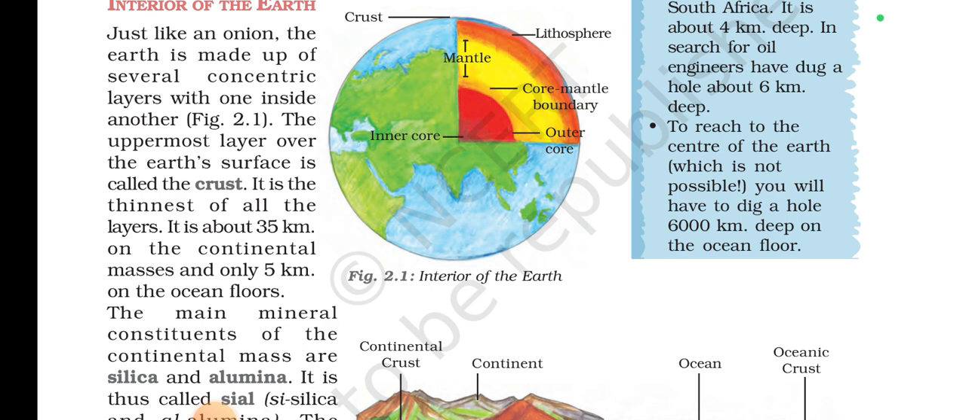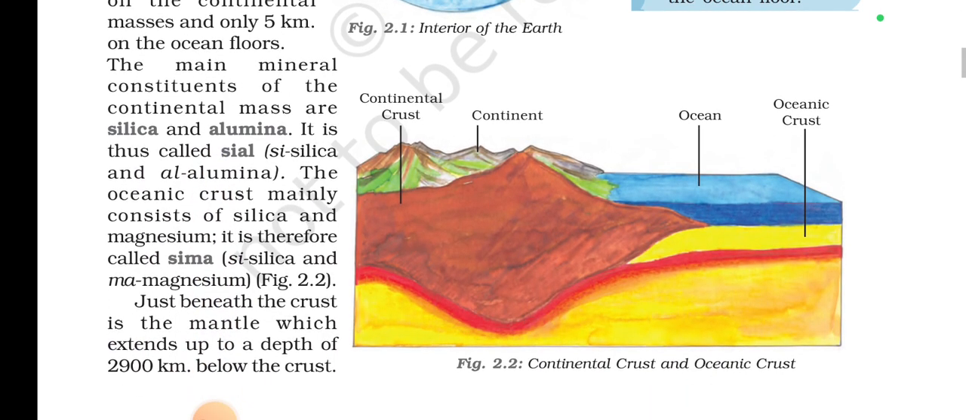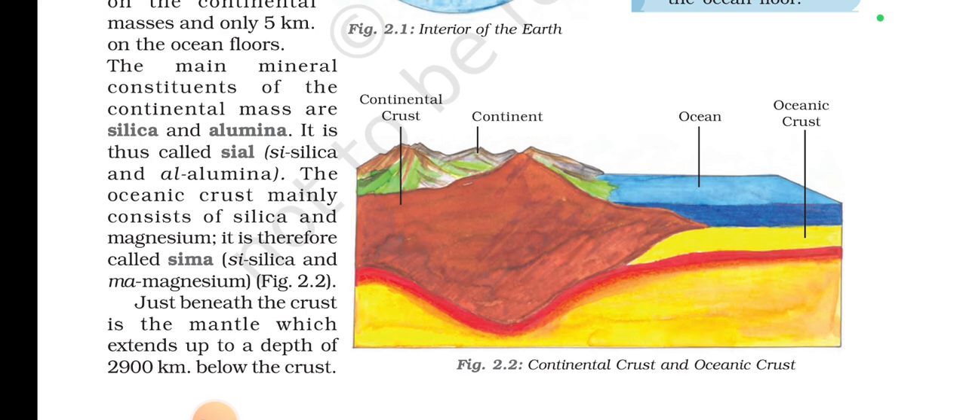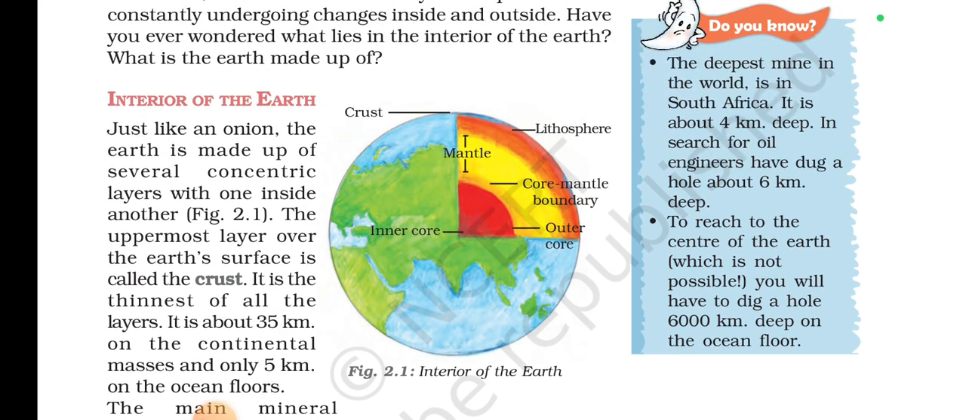Here you have been given another figure, 2.2, showing the continental crust and the oceanic crust. As you can see, the continental crust and the oceanic crust lie just beneath the ocean. Some facts are given here. The deepest mine in the world is in South Africa, and it is about 4 kilometers deep.